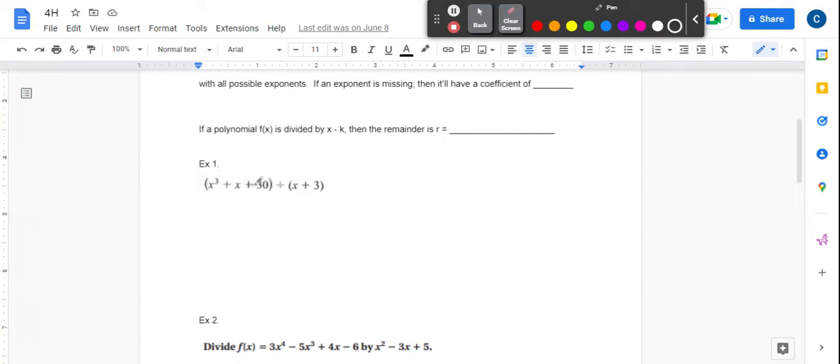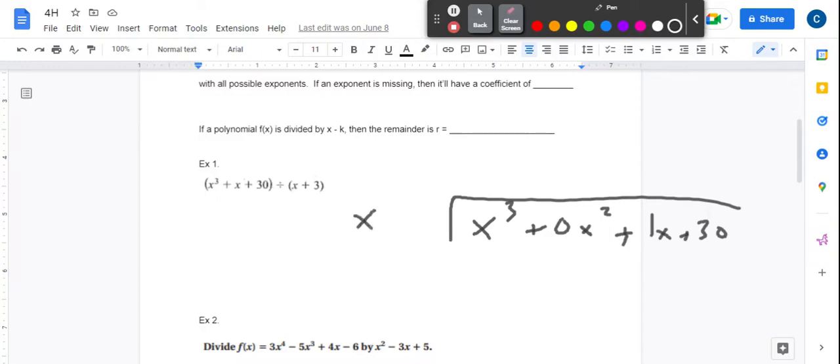Okay, so we have x cubed plus x plus 30 divided by x plus 3. Again, we need to have all of our x terms. So we have an x cubed, a 0x squared, an x, and a 30. So we need to rewrite this as x cubed plus 0x squared plus 1x plus 30, and we're going to divide it by x plus 3. Okay, so we're looking at our first terms here, x cubed. Okay, x cubed divided by x is x squared.